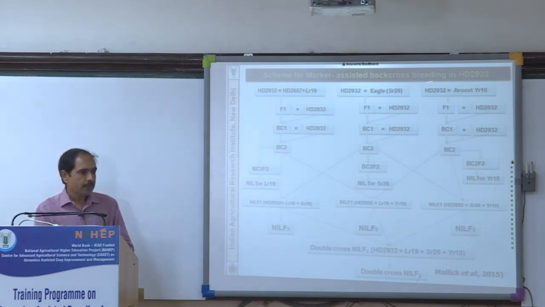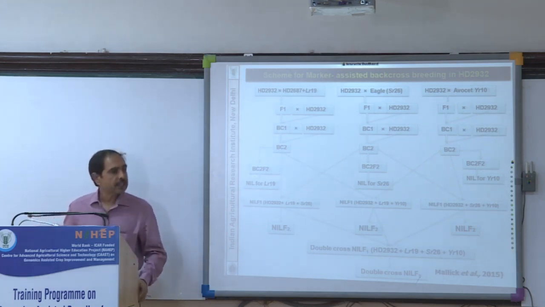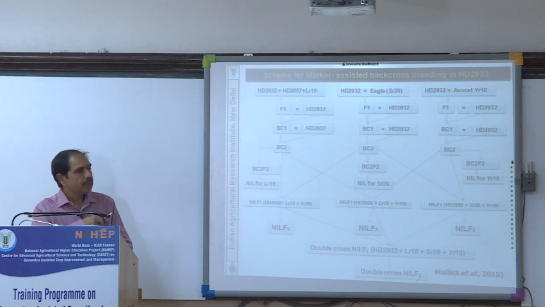For SR26, there is no virulence globally against this gene, so this is a very effective gene against stem rust. And for LR19, there is only one virulence that has been reported from India. Otherwise, this is also an effective gene. Now, we have 3 parallel programs here. Our approach was that this is the donor parent that carries LR19. Get F1, then you make another cross. You get F1 here, and here you get F1.